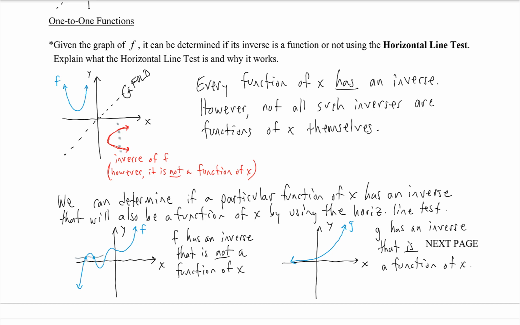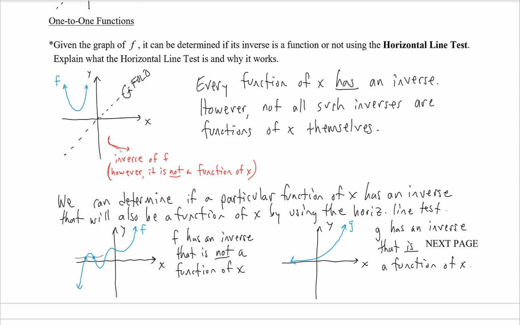Now, this isn't a proof or anything, but why does this work? Well, let's think about it. Any vertical line that I draw here to check if the original one is a function of x, when I flip it over to create the graph of the inverse, those vertical lines would become horizontal lines down here. So we just want to do that backwards. So the idea is this.